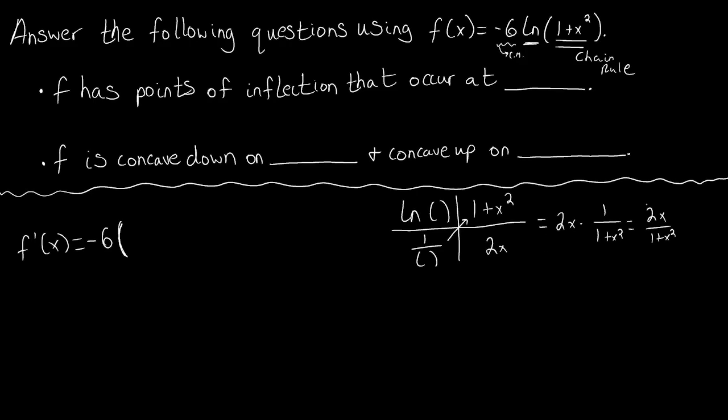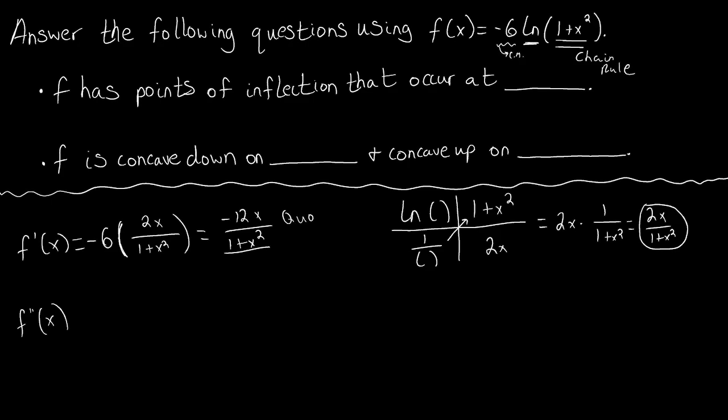Okay? So this is the derivative of the stuff that we took the chain rule of, but like we said, we have to multiply it by -6. So here we get -6 times 2x over 1 plus x squared. So our derivative works out to be -12x over 1 plus x squared. Okay? So we found our first derivative, but the question we're dealing with asks for information regarding the second derivative, right? So we need to take the derivative of this, and we see that we have a function divided by another function, so we need to use the good old quotient rule.